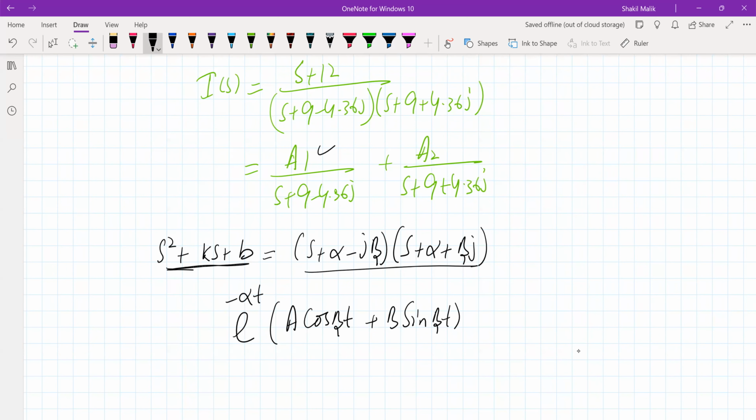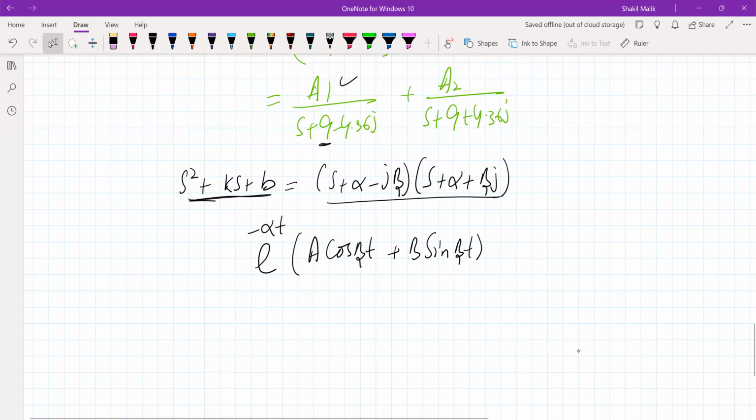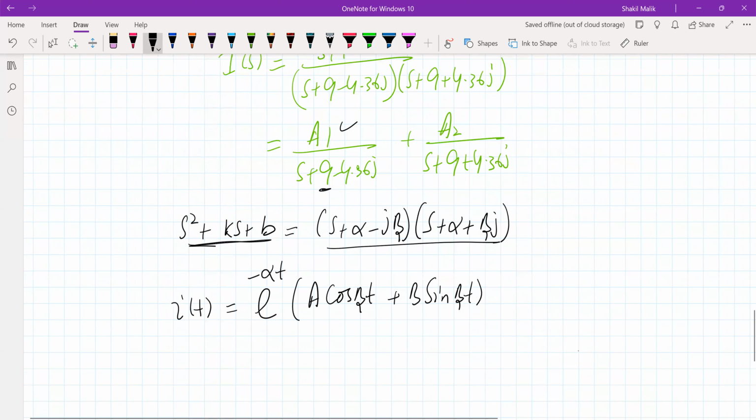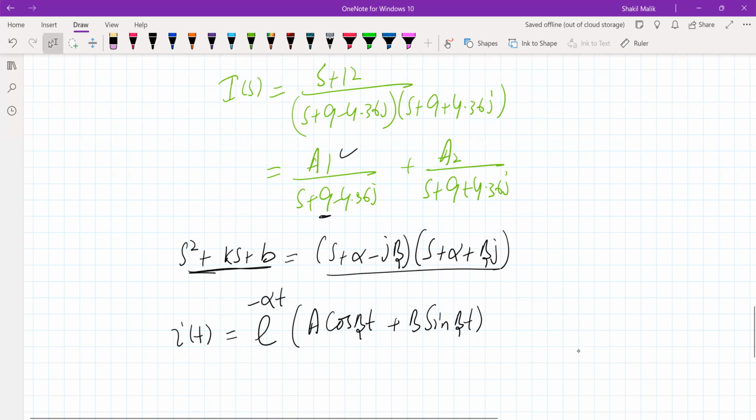Okay, here alpha is 9, beta is 4.36. All right, so this is alpha and beta. So this is our I of t if we have terms like this. All right, so if you compare this with this, you have alpha equal to 9, beta equal to 4.36.